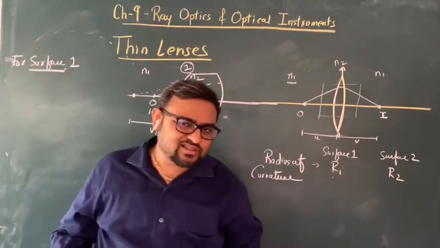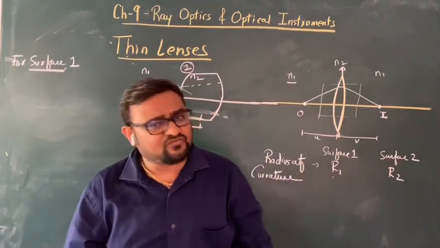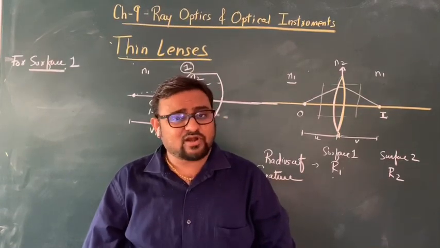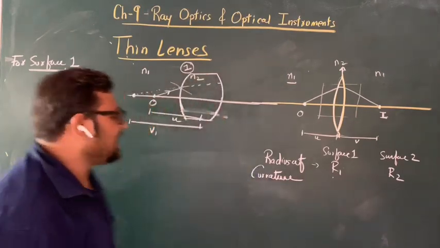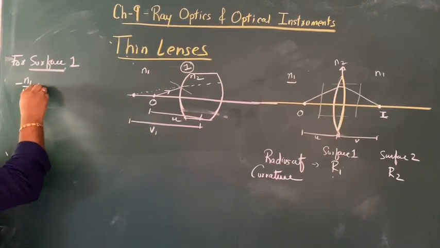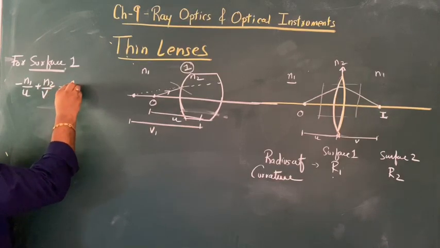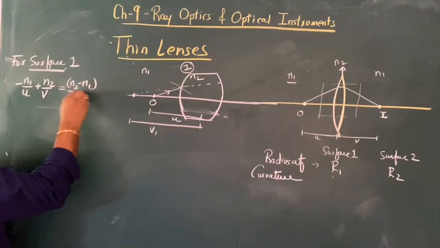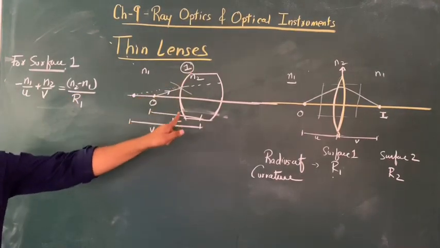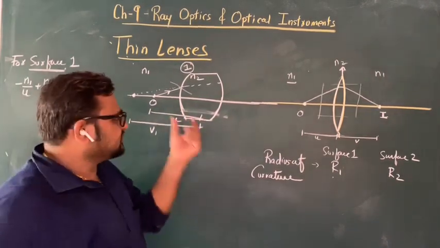now let's recall the formula for refraction at a curved surface. It was minus n1 by u plus n2 by v equals n2 minus n1 by R. So for surface 1, it will be minus n1 by u plus n2 by v1 equals n2 minus n1 upon R1. As we are talking about the first refracting surface, it would be R1.